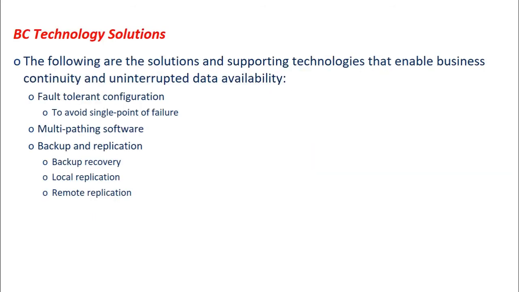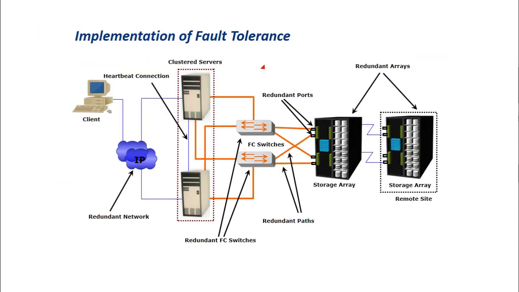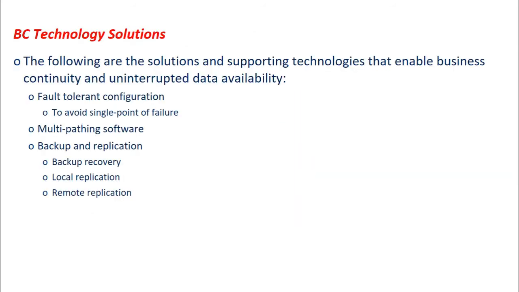Let us next discuss the different business continuity technology solutions. The following are the solutions and the supporting technologies that enable business continuity and uninterrupted data availability. First one is fault tolerant configuration, avoiding single points of failure. The second option is multipathing software. The third option is backup and replication. We can either perform a normal backup, or we can perform local replication, or we can perform remote replication.